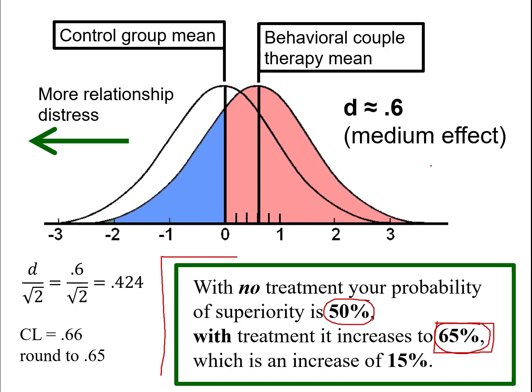So with a d-statistic of 0.6, our probability of superiority is now at 65%. And 65% would be an increase of 15% over 50. So we go from 50% to 65%. That's an increase of 15%. So that is what our effect size looks like for behavioral couple therapy for relationship distress, and a d-statistic of 0.6.